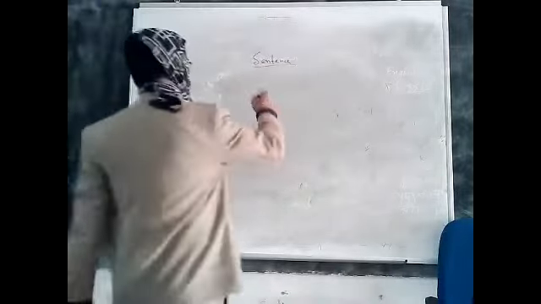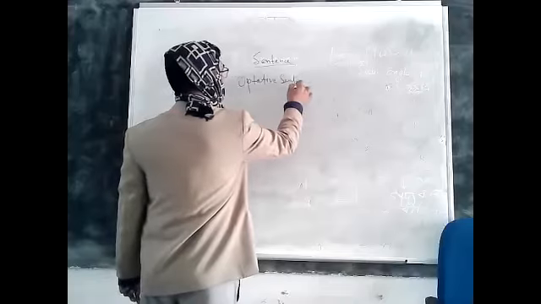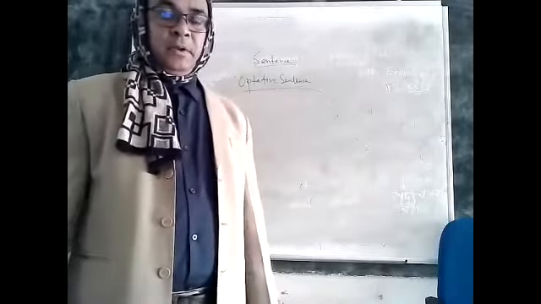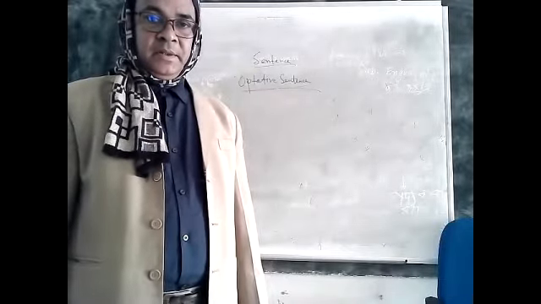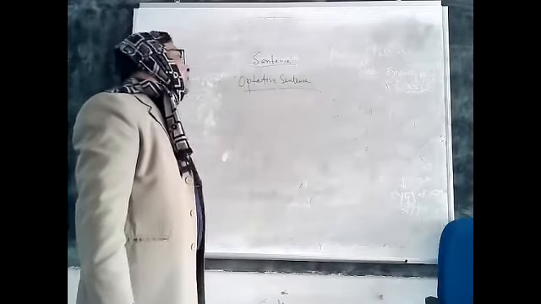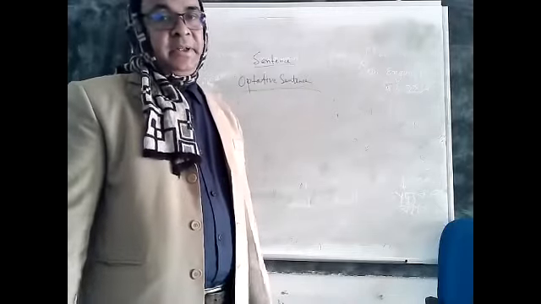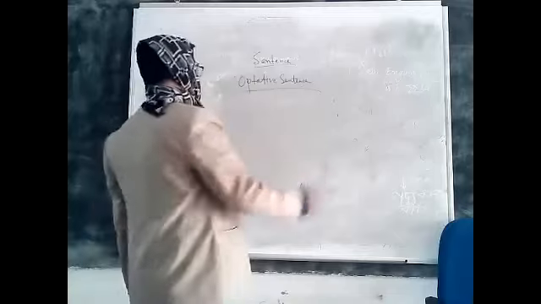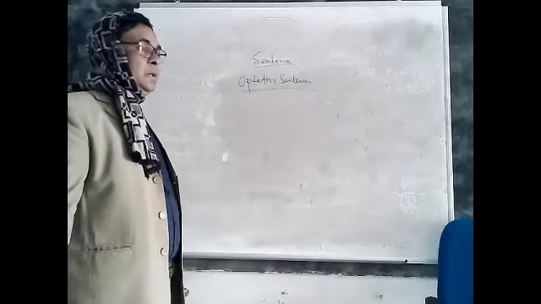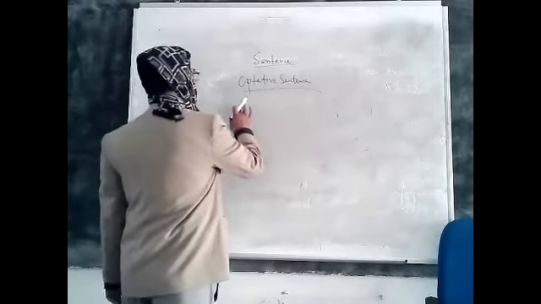The optative sentence. What is the definition of an optative sentence? The sentence that expresses the wish, prayer, blessing, etc. of the speaker is called an optative sentence. An optative sentence expresses wish, prayer, blessing, and so on.